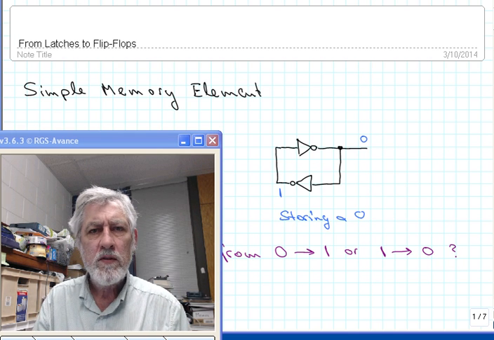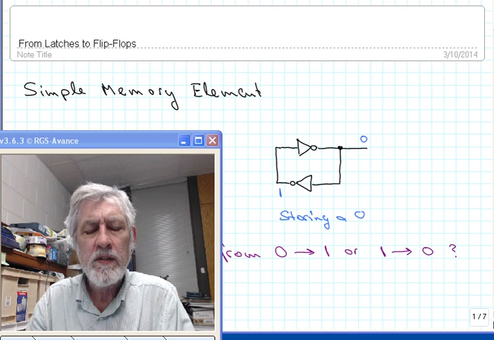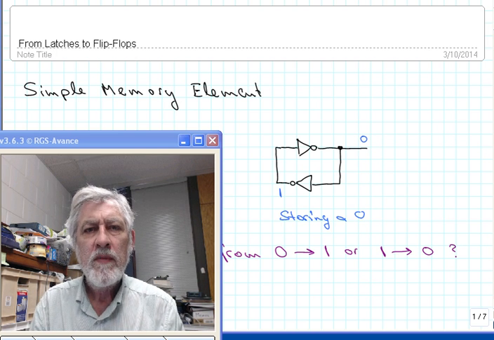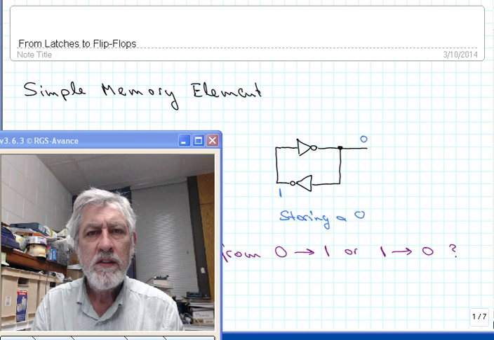In this video, we're going to take a look at how to make memory elements from logic gates. These memory elements are called latches, and then how to take latches and combine them to make flip-flops.